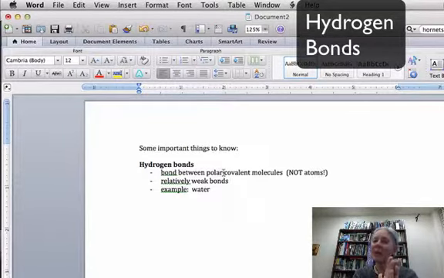They're relatively weak bonds. Think of water. Water is held together by hydrogen bonds, and you know you can break those bonds. That'll help you remember it.